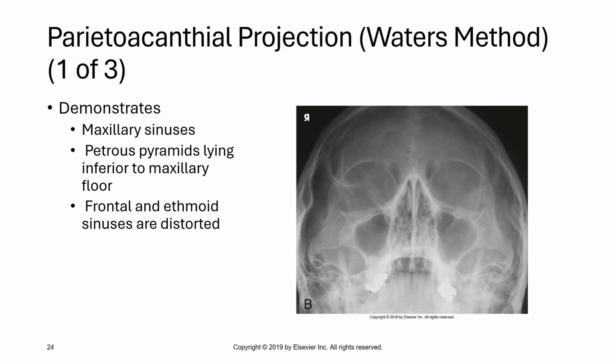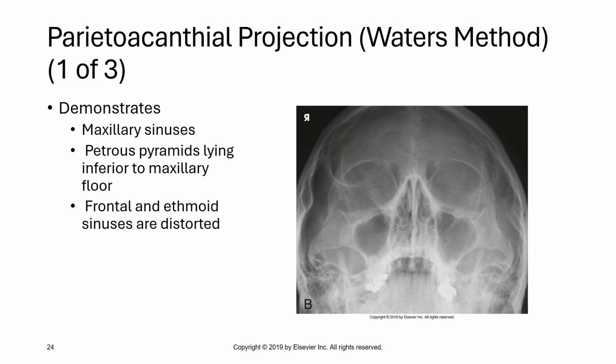Okay. So here's our Waters projection. This is what it looks like. You're going to see your petrous pyramids. That is the most dense, that we talked about those in the skull unit. The most dense bones in the entire cranium, the entire head, are the petrous pyramids. And a lot of positioning is just getting them out of the way so they're not superimposing what it is you really want to see.